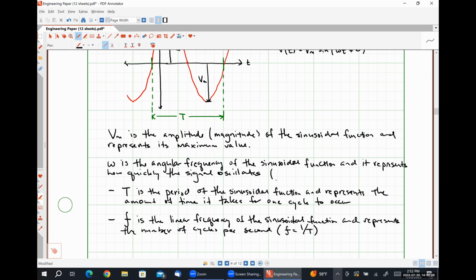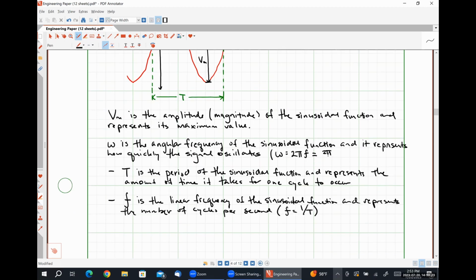Coming back to omega, omega is simply 2 pi times f. So 2 pi is the total angle traveled in one cycle. So the angular frequency is the angle covered multiplied by the frequency, which means it can also be expressed as 2 pi over the period. So if we can measure the period of our sinusoidal signal, then we can determine its angular frequency.